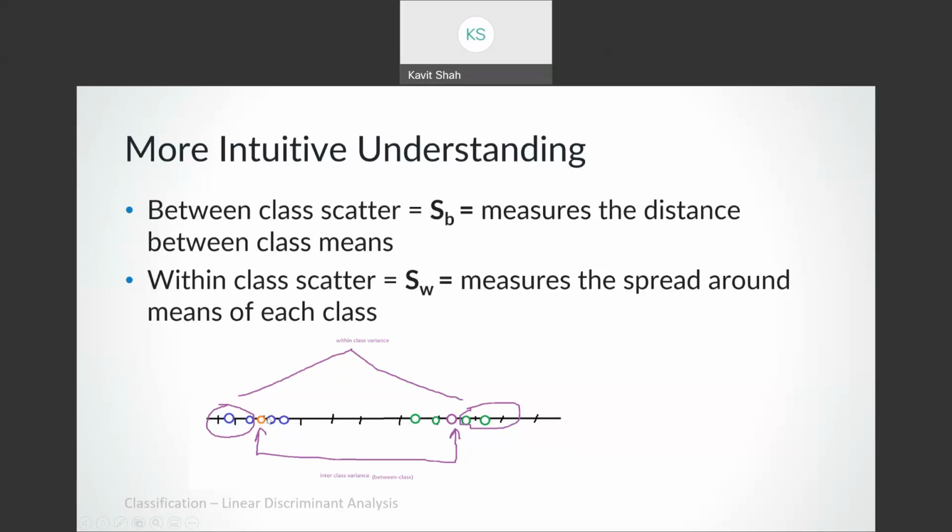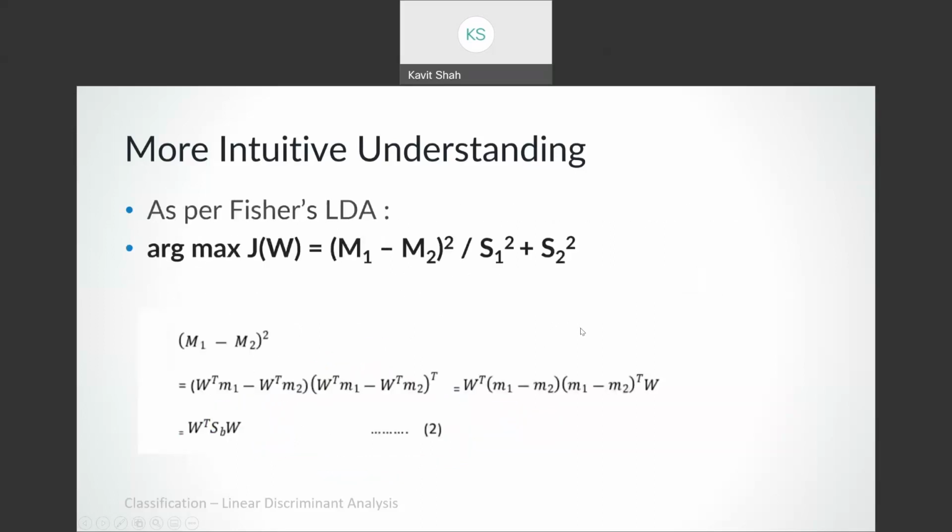So suppose this is the mean of one class and this is the mean of another class. The distance between these two means would be the interclass, or between class, variance, SB, and the variance between particular data points of a particular class would be SW, which is the spread around the means of each class. Correct. Now, assuming that we are clear with the intuitive understanding, we would go ahead with formulating it mathematically.